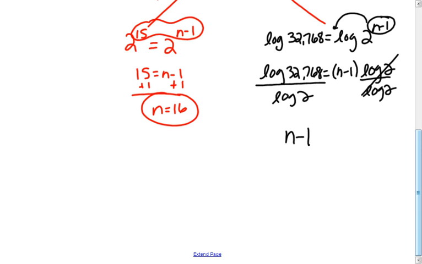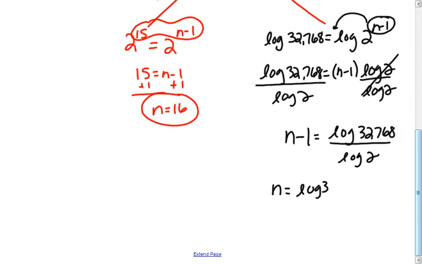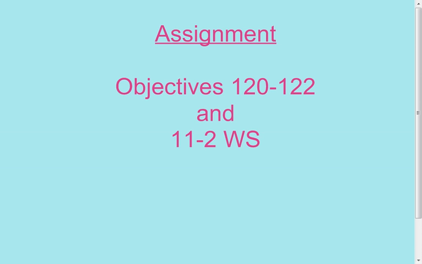N minus 1 then would be log of 32,768 divided by log of 2. And of course, n then would be log of 32,768 divided by log of 2, and then plus the 1. And you can stick that into your calculator, and you should also get 16 there. Okay? So logs will work every time. Hopefully you can get numbers as powers of the same base, though. And that should do it for you.